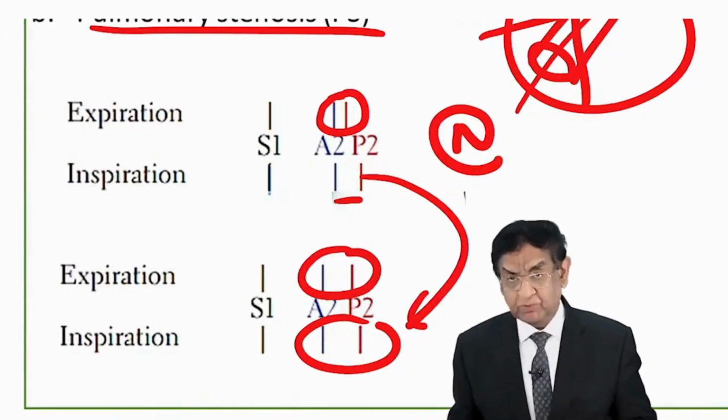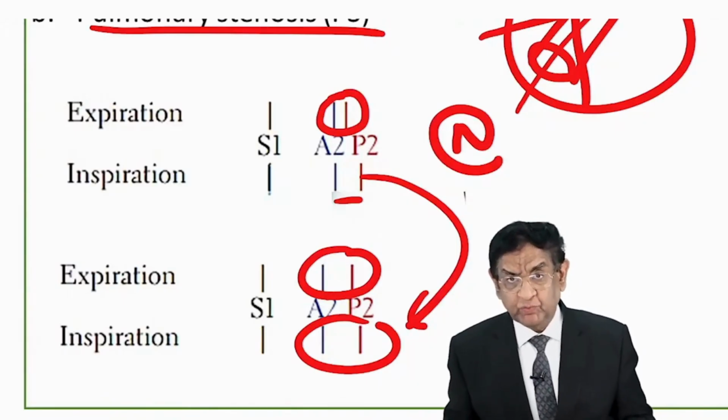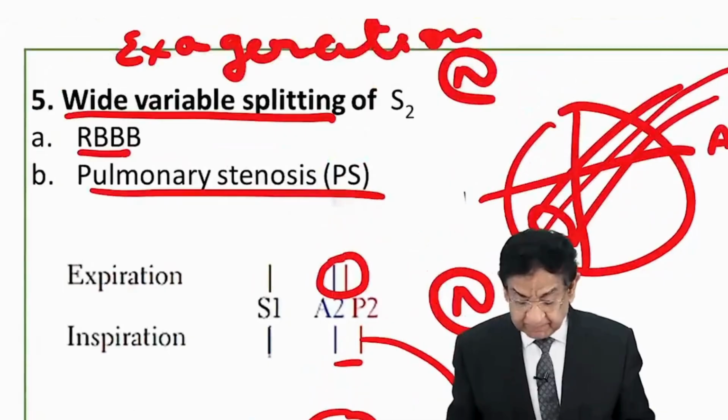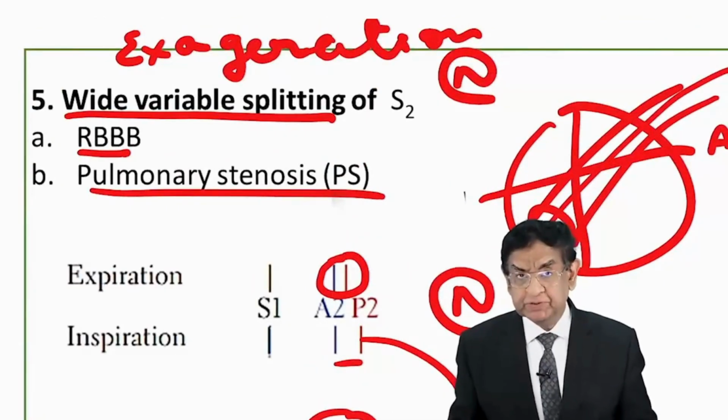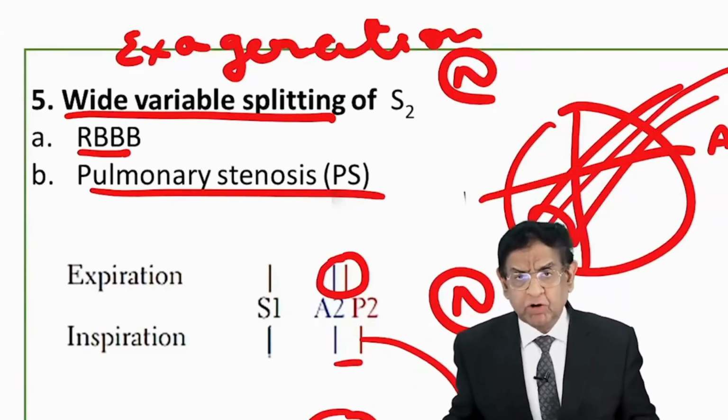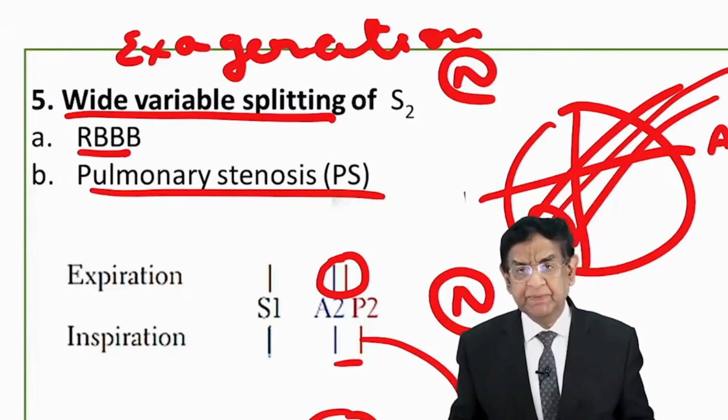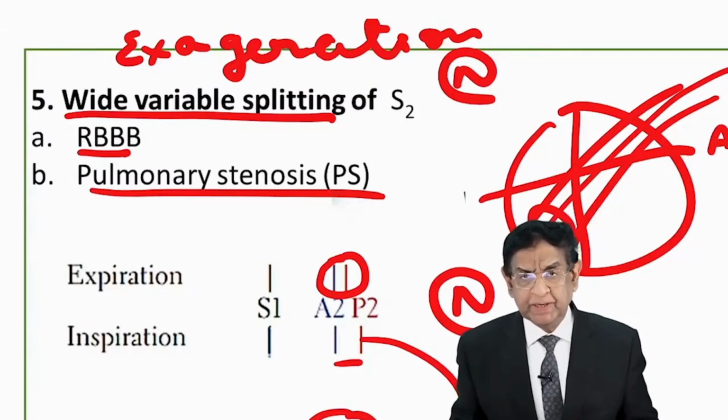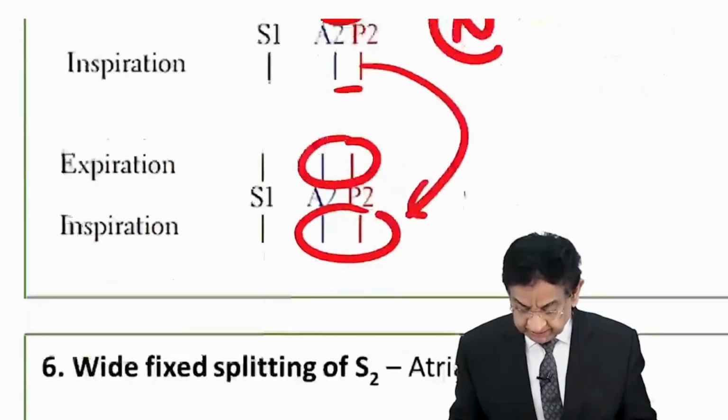The gap is more, which is what we call wide and variable splitting, seen in RBBB and pulmonary stenosis. This will happen in any condition where the pulmonary component comes later. Same thing in RBBB also, the pulmonary component is closed later on.